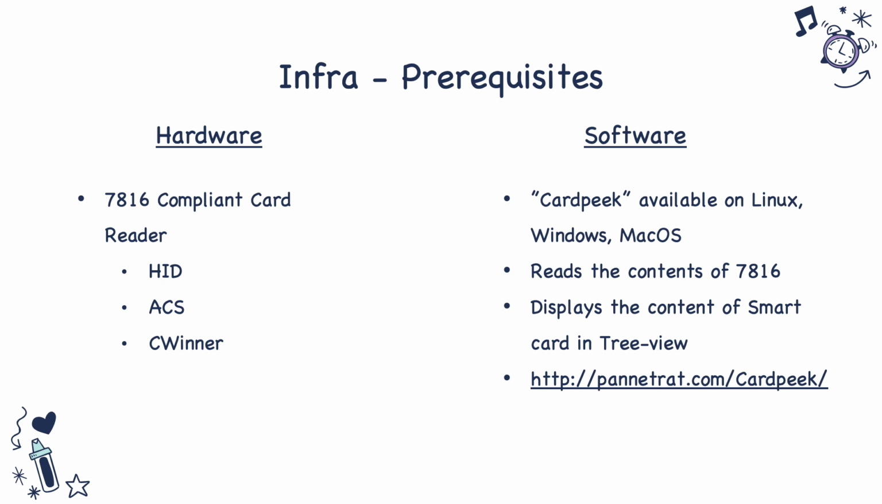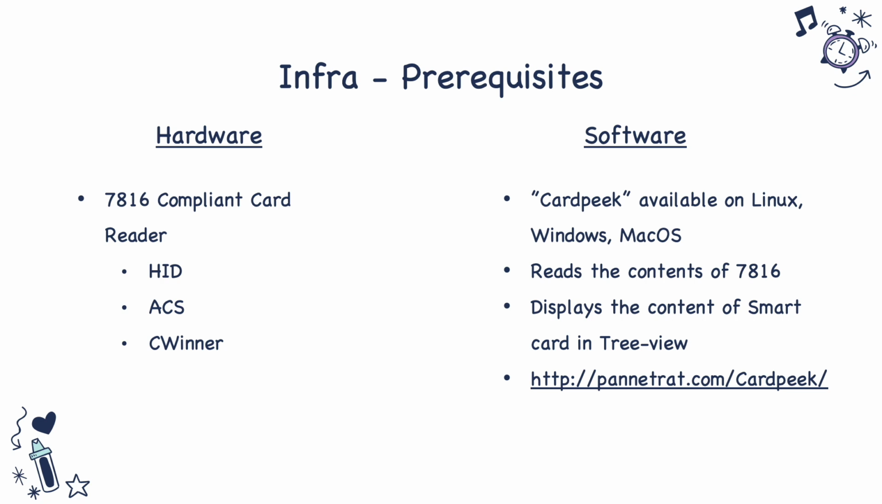From a software perspective, I am using an application called CardPeek, which is available on Linux, Windows, and OS X, that's Mac OS. It displays the EMV data in a tree view. Again, there are a lot of software applications to do this. You can also do this using Python as well. There are packages like PyScard available for it.